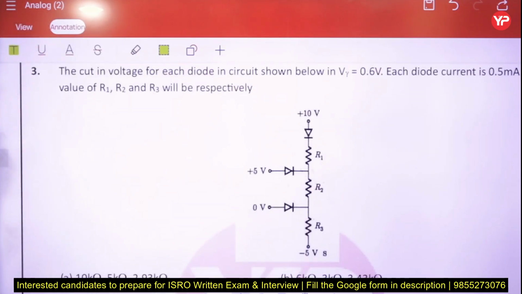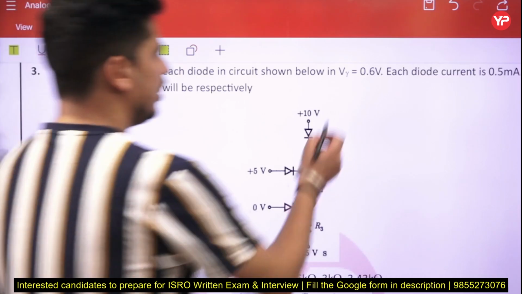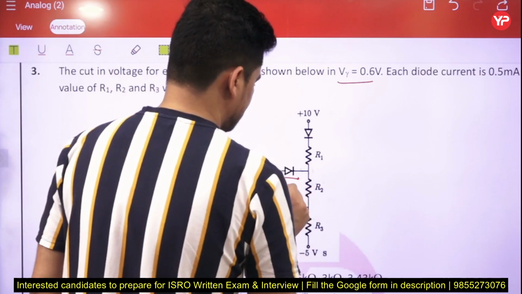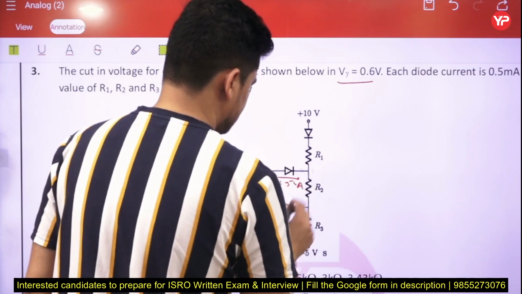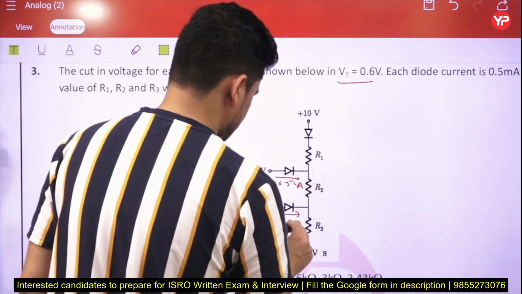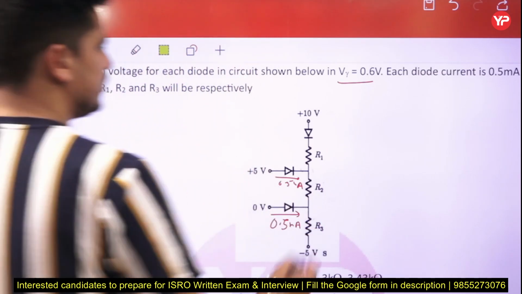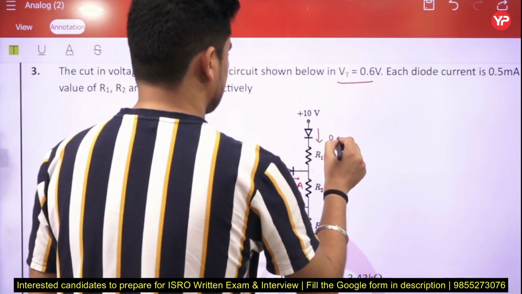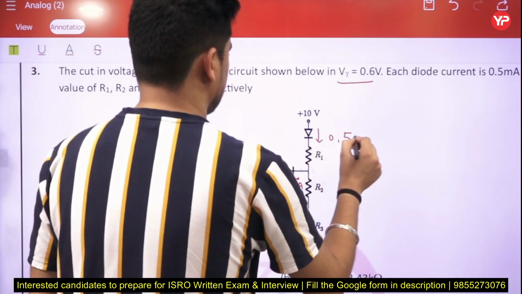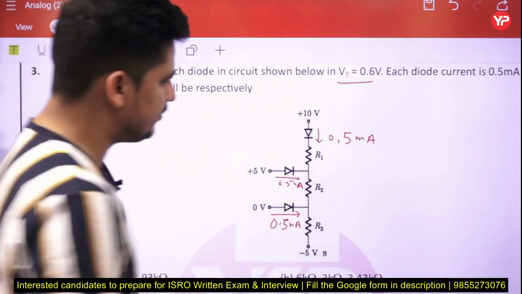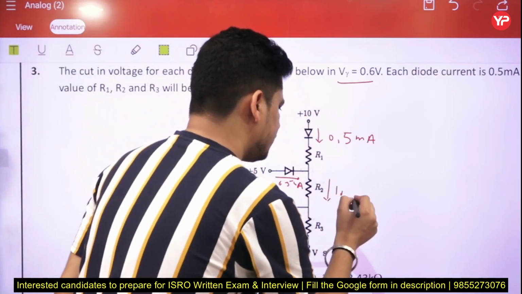The cut-in voltage of each diode shown in the figure is 0.6 volt. Each diode has a current of 0.5 milliampere. So basically current is flowing through this, that is 0.5 milliampere. This current is going to be here, that is 0.5 milliampere, right? So basically we have to calculate the value of R1, R2 and R3. This is also 0.5 milliampere, right?